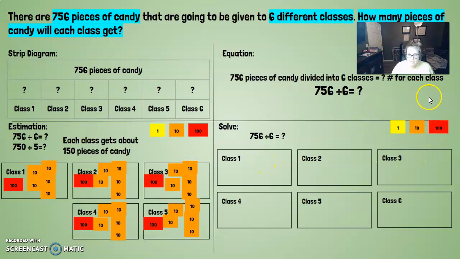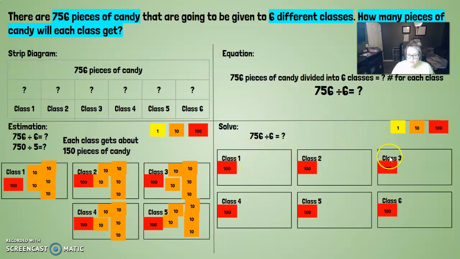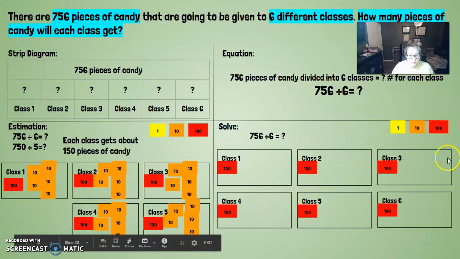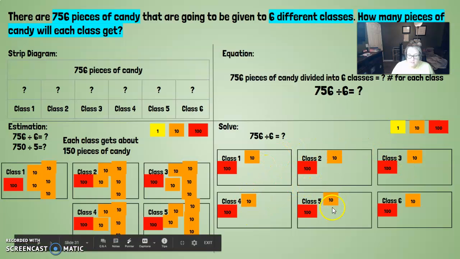Again, I'm going to start with my biggest denomination, which is my 100. So 100, 200, 300, 400, 500, 600. Let's see if I can go another 100. 700, 800, 900, 1,000, 1,100, 1,200. Nope, that's too far, so I can't do any more hundreds. So now I go to my tens. So I'm at 600, 610, 620, 630, 640, 650, 660, 670, 680, 690, 700, 710, 720.